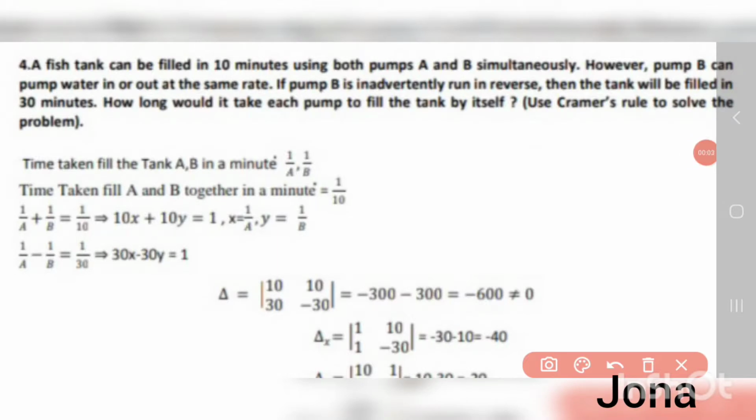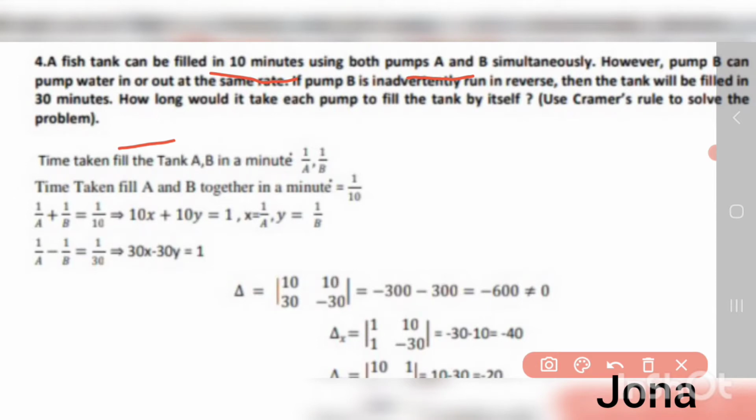Exercise 1.4, fourth sum. A fish tank can be filled in 10 minutes using both the pumps A and B simultaneously. However, pump B can pump water in or out at the same rate. If pump B inadvertently runs in reverse, then the tank will be filled in 30 minutes. How long would it take each pump to fill the tank by itself?